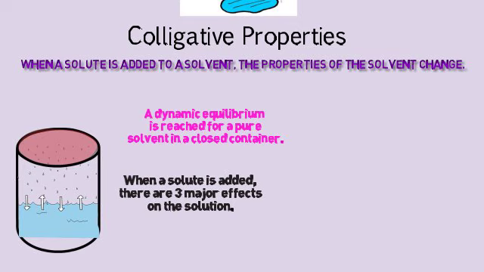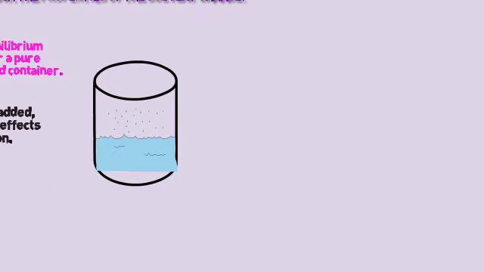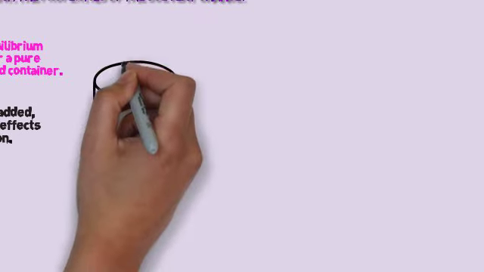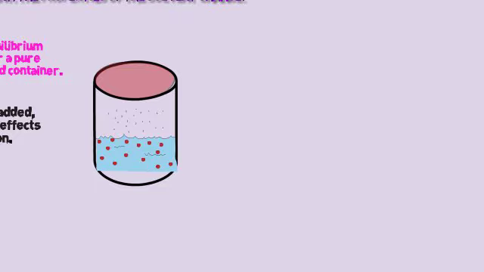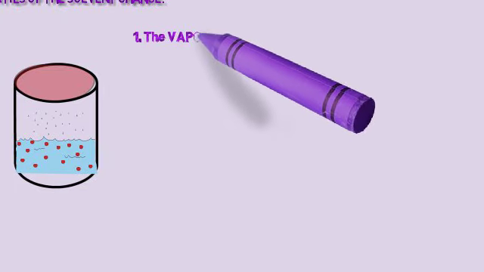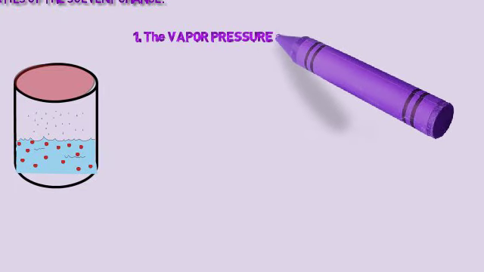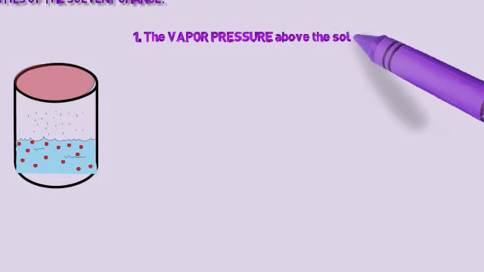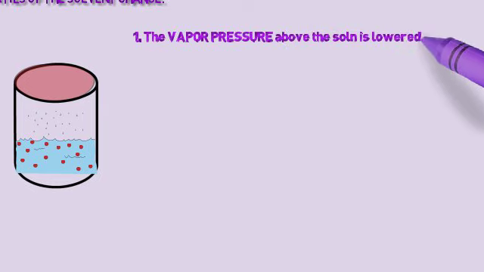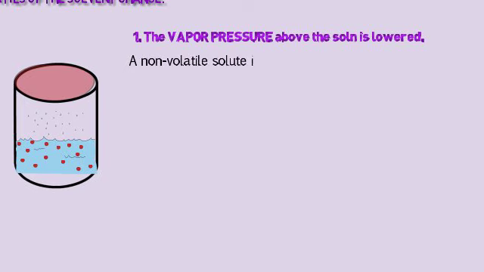We're going to take a look at that. Let's draw this picture again. And let's add a solute to this solvent. So the first major change that occurs is the vapor pressure above the solution is lowered. A non-volatile solute is added, meaning it does not turn into gas very easily.